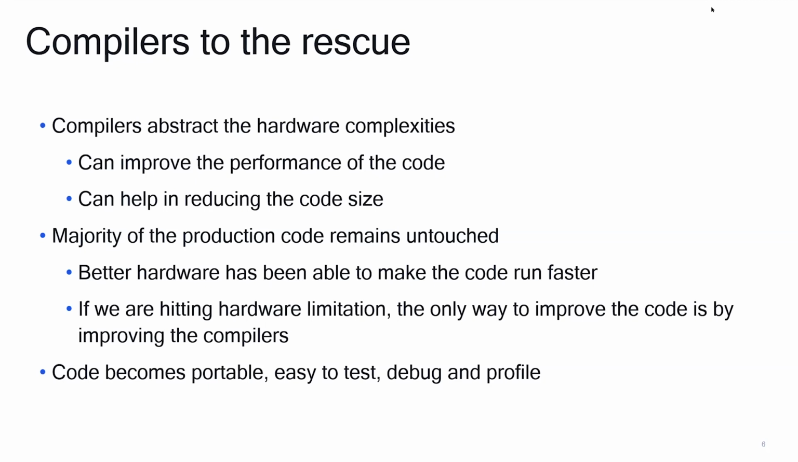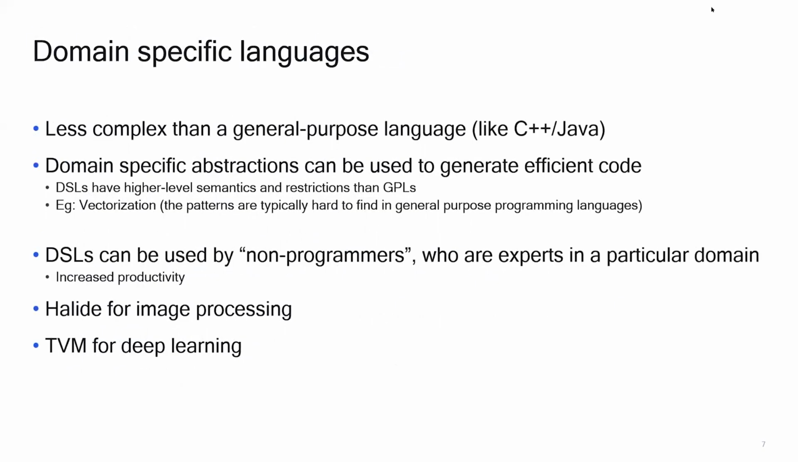With the compiler, code becomes portable, easy to test, debug, and profile. I'll again go past this slide a little faster so that we can see the example. So the solution is domain specific languages. C++ and Java are a little more complex than domain specific languages. Also, DSLs can be used by non-programmers who are experts in a particular domain.